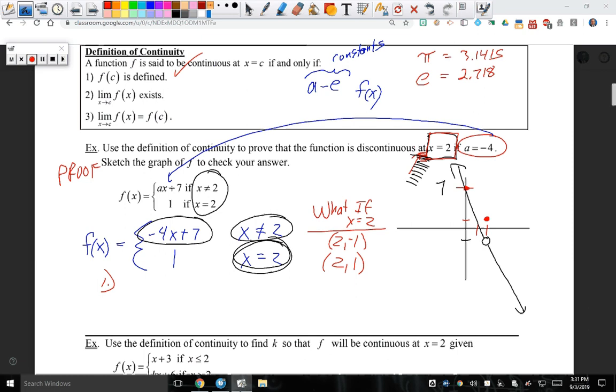Okay? Rule number 1. F of what? F of 2 is defined. Can someone tell me what f of 2 equals? 1.